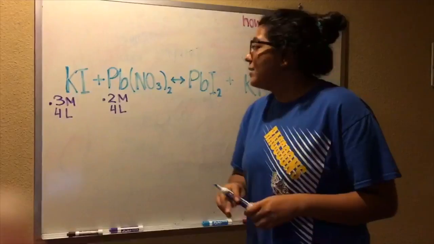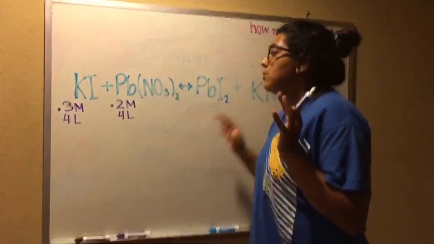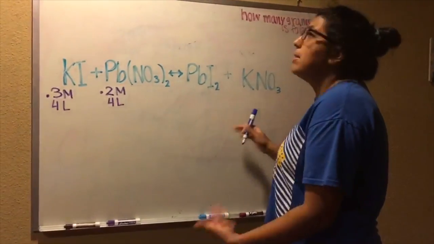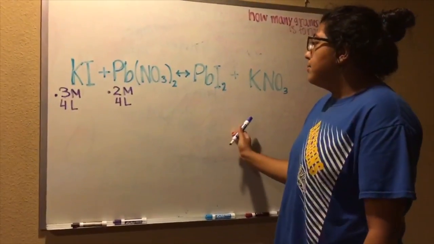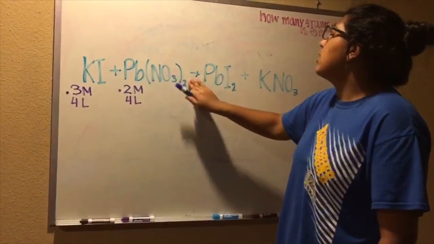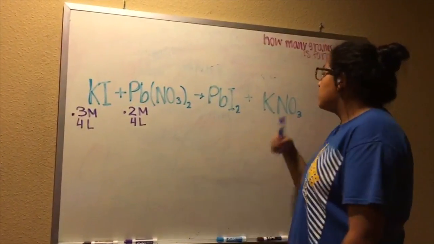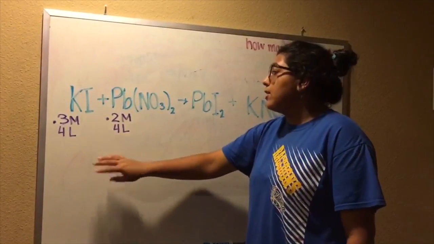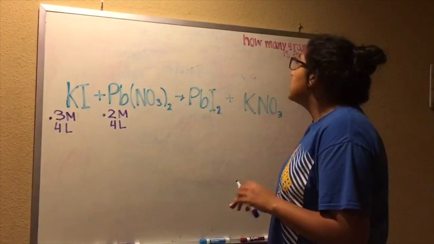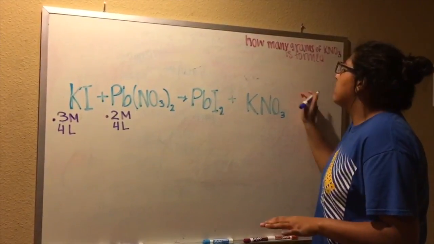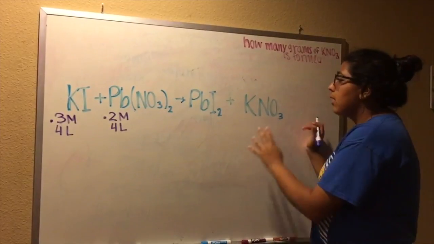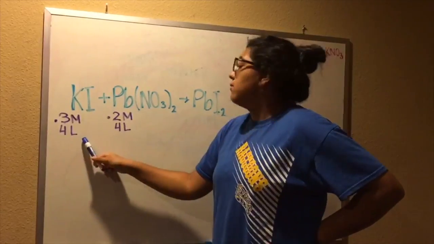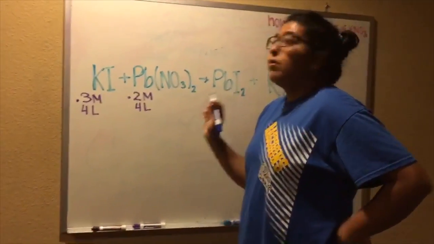Okay, so we're going to work a practice problem now, and this is how to use molarity with stoichiometry. Right here we just have a basic reaction going on. That's an equilibrium reaction, and it's just these 2 compounds forming these 2 products, classic double replacement. You're given the molarity and liters of both of the starting compounds, and you want to find how many grams of KNO3 is formed, so that's your end goal. You have 0.3 molarity KI, and 4 liters of that, and 0.2 molarity PbNO3, and you have 4 liters of that.